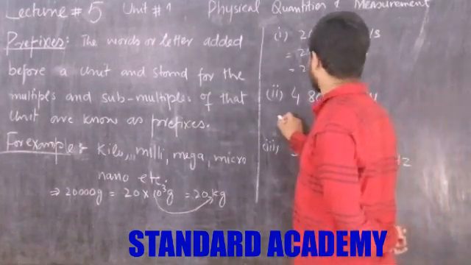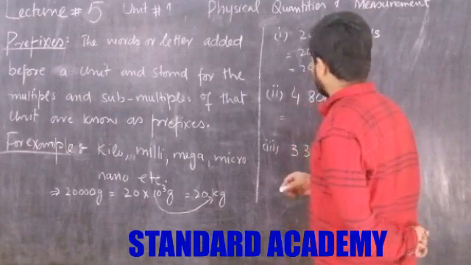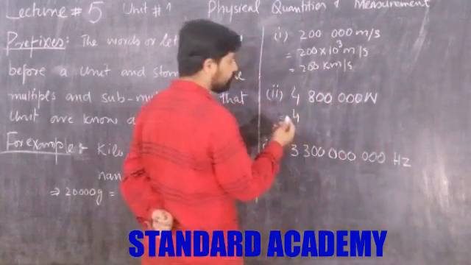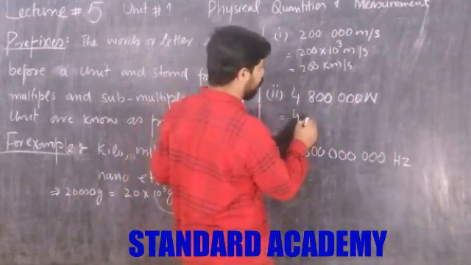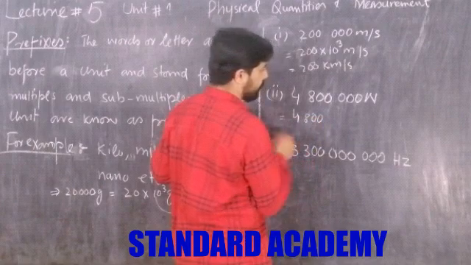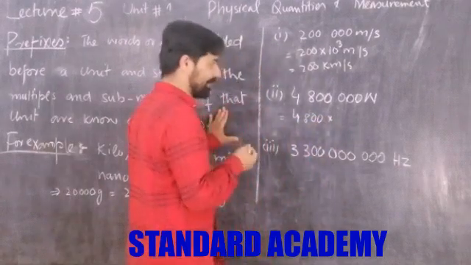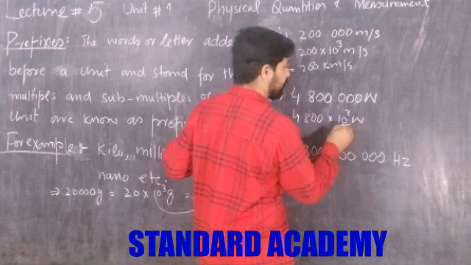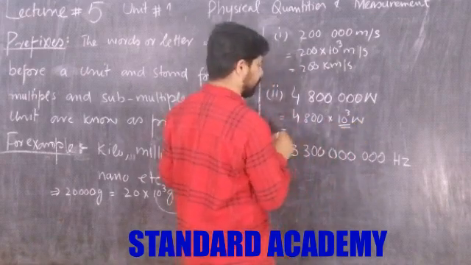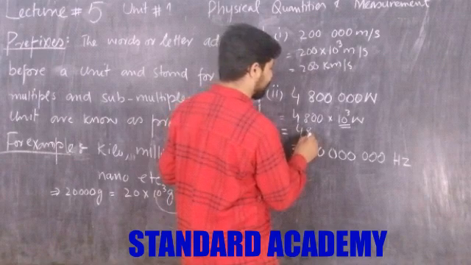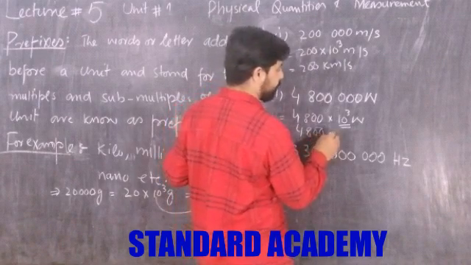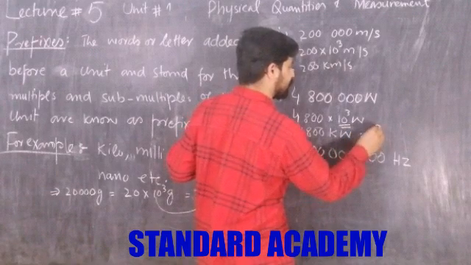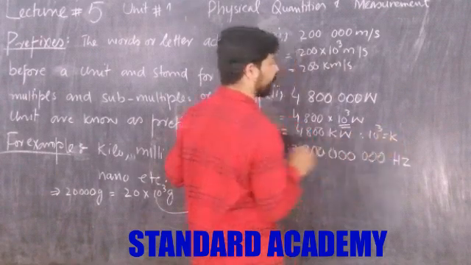And now this is the term 48,000. If I write this with 10 raised to the power 3, 10 raised to the power 3 is for kilo, so it becomes 48 kilowatt, because 10 raised to the power 3 is the prefix for kilo.